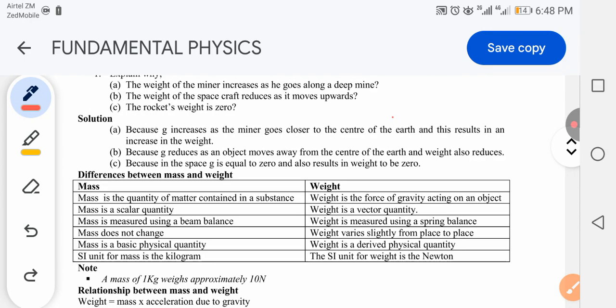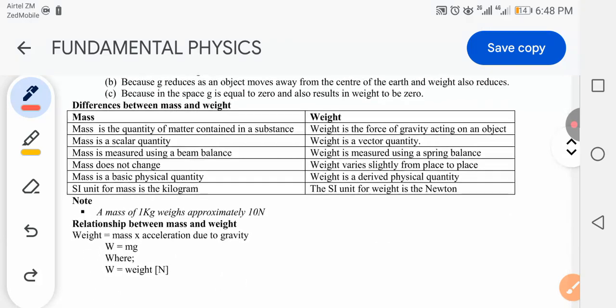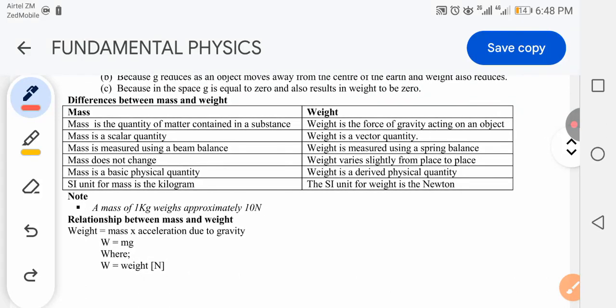So moving on, these are the solutions here. Differences between mass and weight. Mass is the quantity of matter contained in a substance, while weight is the force of gravity on an object. So you can even use definition to differentiate the two. You can also use their units, or scalar quantity and vector quantity, to differentiate between mass and weight.